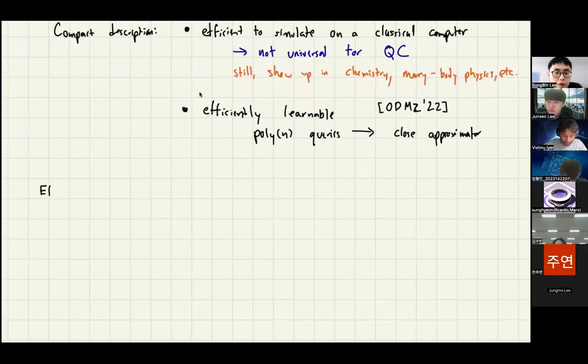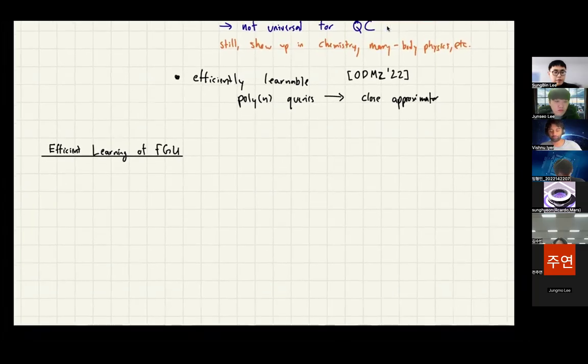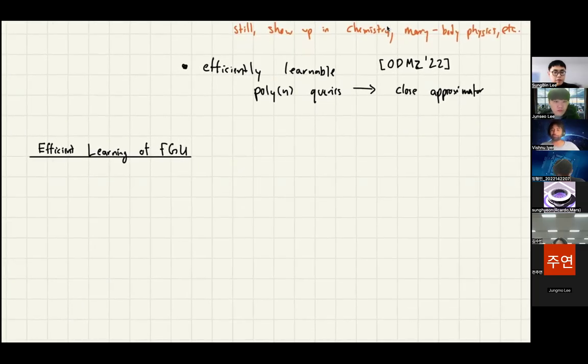So, efficiently learning fermionic Gaussian unitaries. If you want me to stop or go back at any point, just interrupt and tell me, okay? So efficient learning of fermionic Gaussian unitaries. I'm not going to go too much into depth about proofs and stuff. I just want to give you a sense of technique.